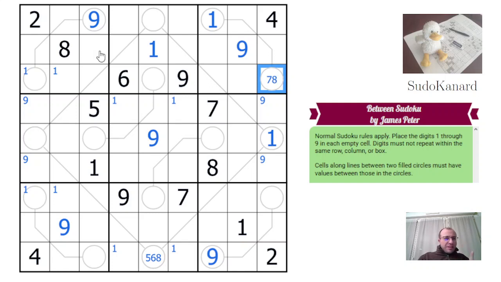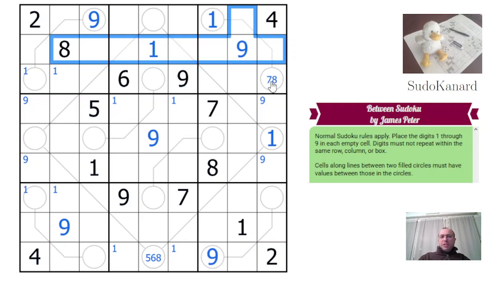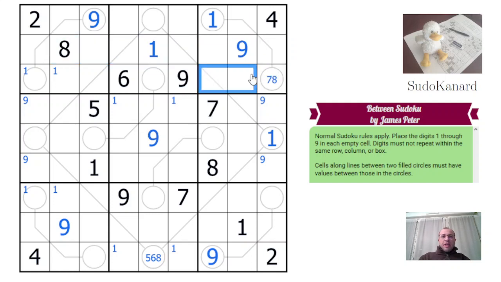And actually, this 8 is interesting because we know that 8 can't be here because this is not 9. So 8 must be somewhere here. But 8 here wouldn't work. It would require this to be a 9. So 8 has only 2 options here.